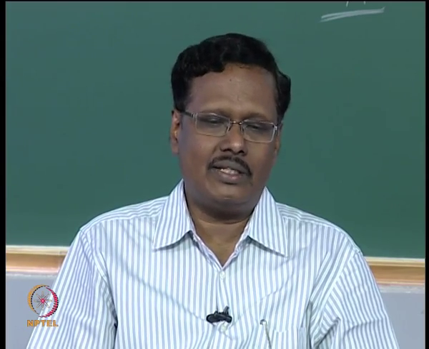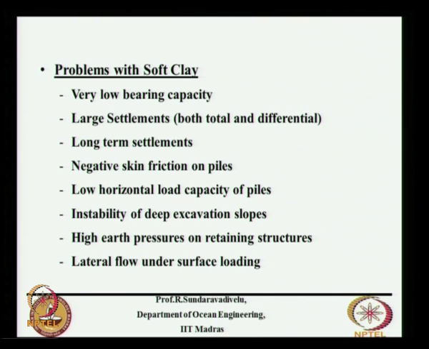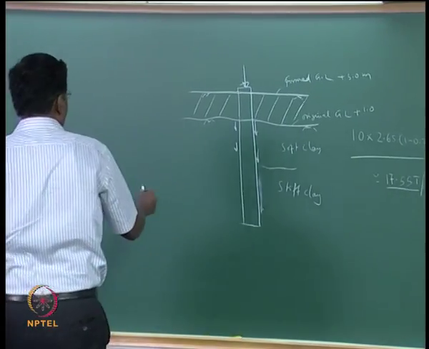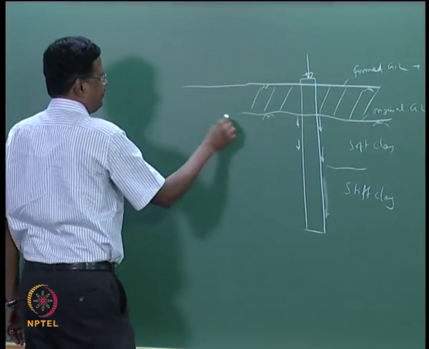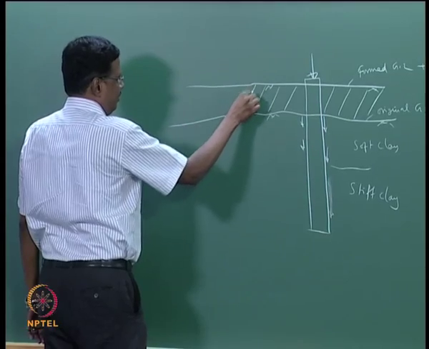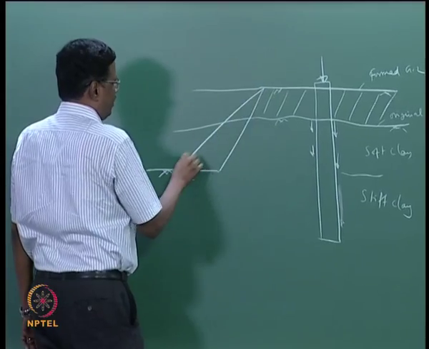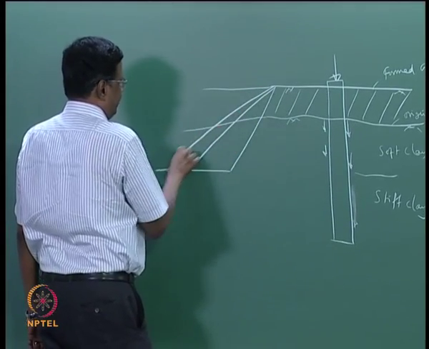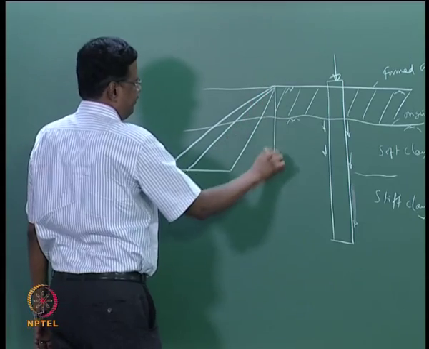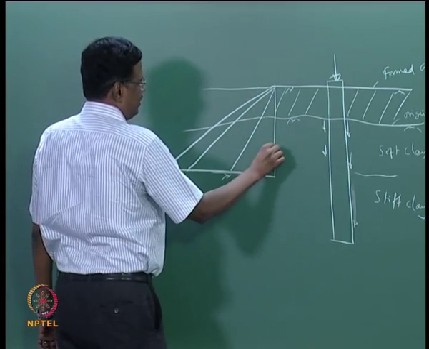Then there is the low horizontal load capacity of the pile, because when you put a pile, the soft clay will not take any load. Then instability of deep excavation slopes. So this instability: suppose this is a soft clay deposit. If you excavate like this for a berthing structure, you can have various slopes like this. So this is a vertical cut.